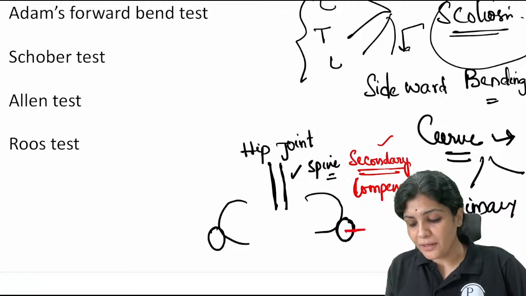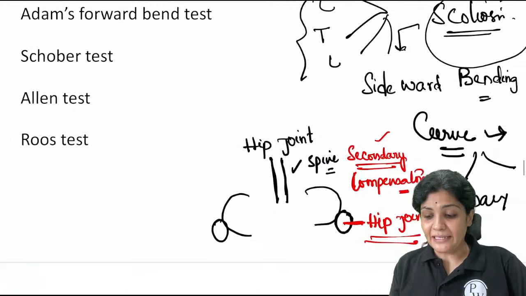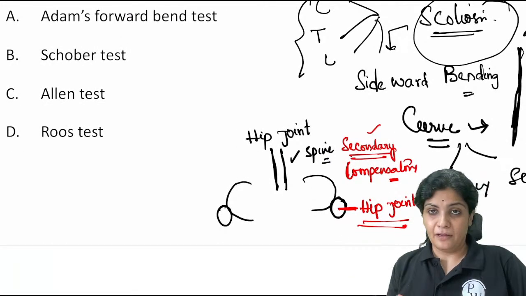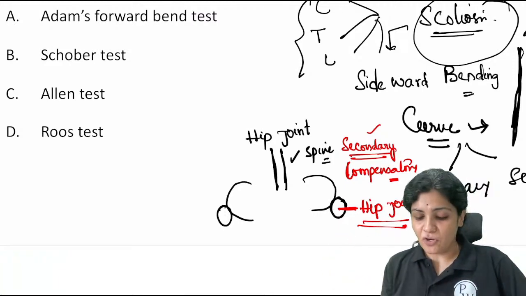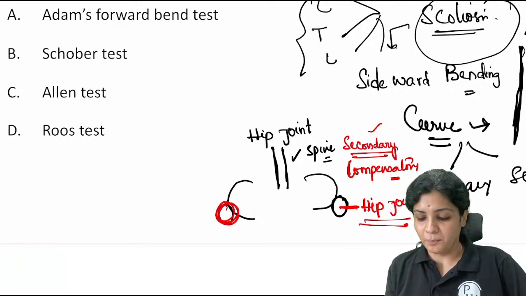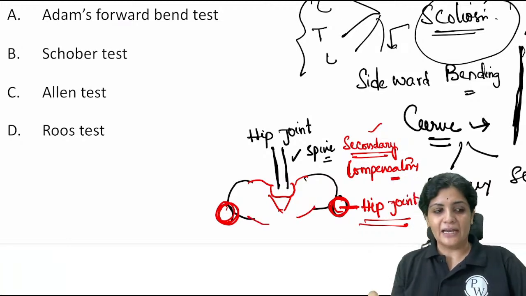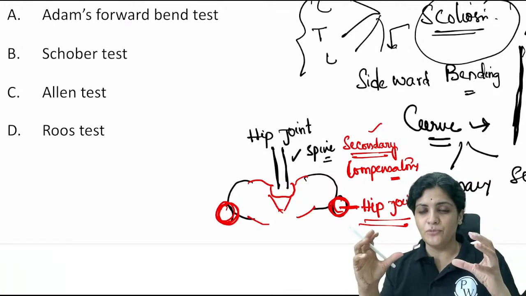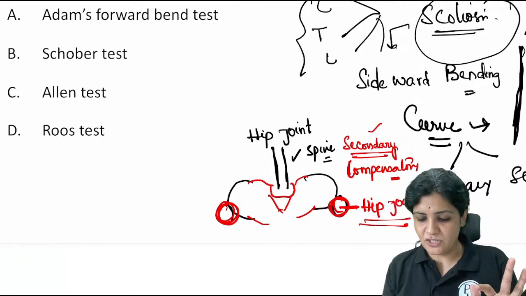Compensatory means a problem in the hip joint, but the spine is bent. Now you see scoliosis in the spine, but there is no problem in the spine actually, because the hip joints are not proper. They are all connected. These are the two hip joints, and this is your spine. Because they're connected, any problem in the two hip joints will also result in scoliosis. So that is called secondary or compensatory scoliosis.